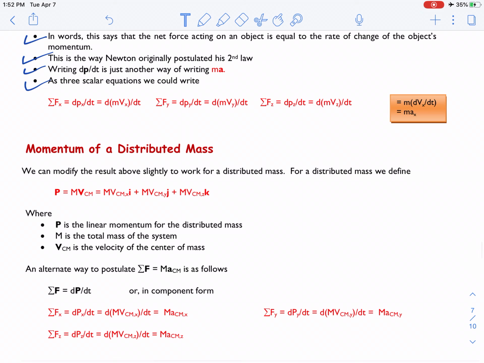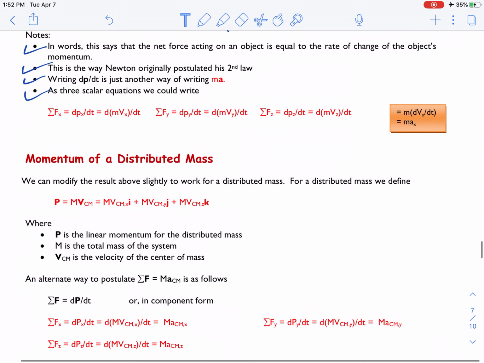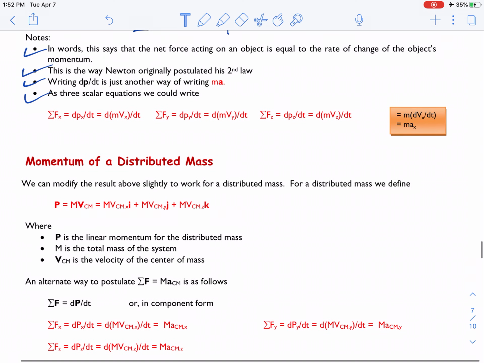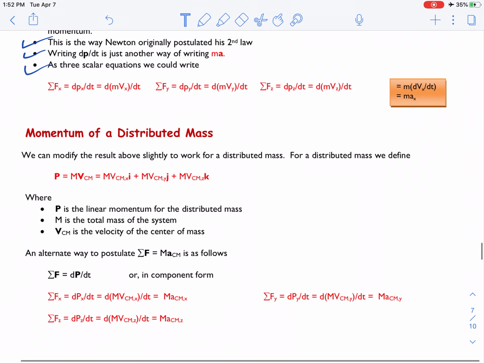Now this is for a particle. And again, small p is for particle, okay? It's not a distributed mass. And now what about how we find the momentum of a distributed mass? We can modify the results slightly to work for a distributed mass.